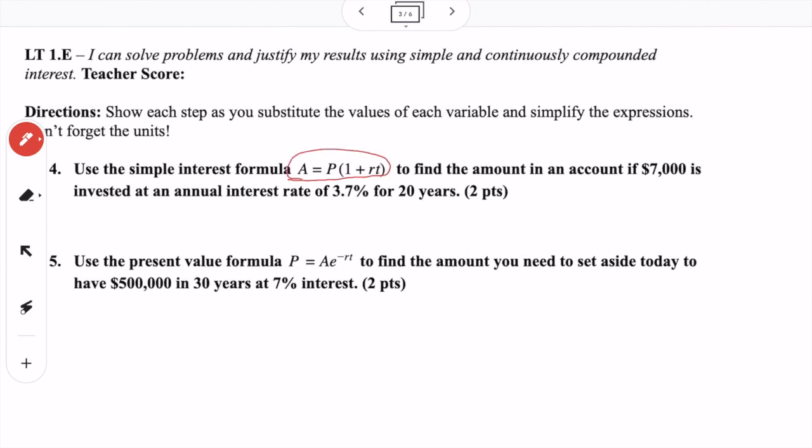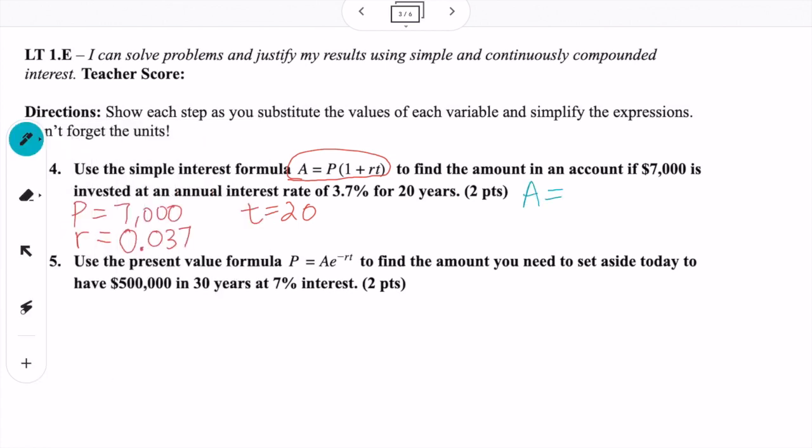And we need to define each of our variables. We're going to find the amount in an account if $7,000 is invested to start. So our principal is $7,000. The annual interest rate is 3.7%. We need to turn that into a decimal to get our rate, and to turn anything into a decimal, you divide by 100. So there's my rate. The time that we need is 20 years. And that should be everything we need in order to simplify our equation.